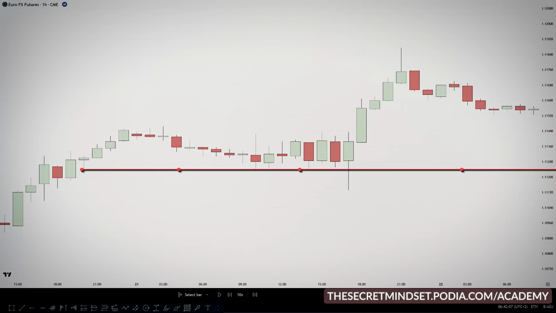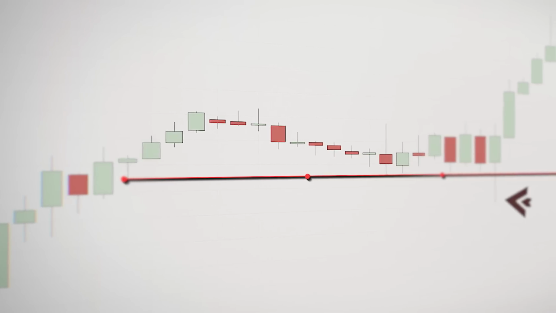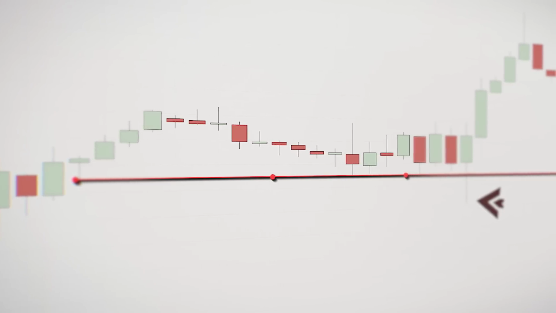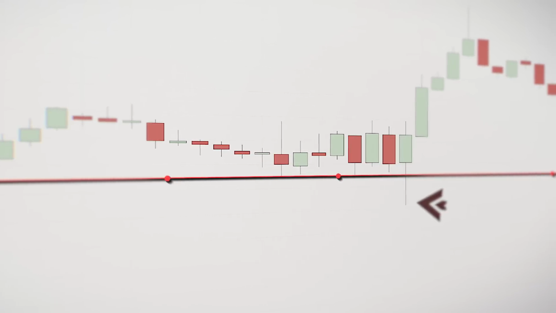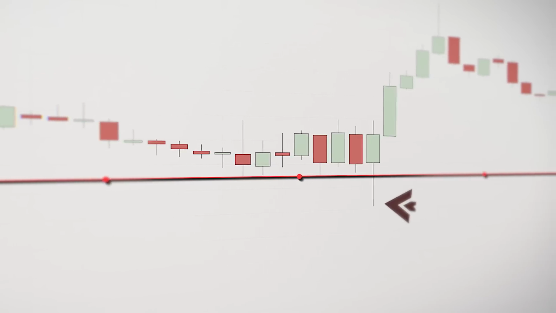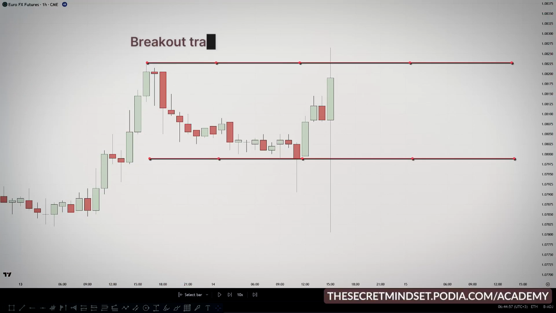The manipulation works because most novice traders react to price movements without considering the intention behind them. The big players push the price up or down aggressively, creating a sense of urgency. Traders see this sudden move and think they're missing out on a potential breakout or trend continuation. The wick itself is the result of this push. Breakout traders also enter the market, thinking the move is real.